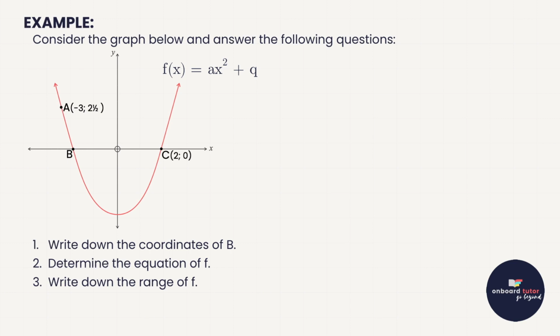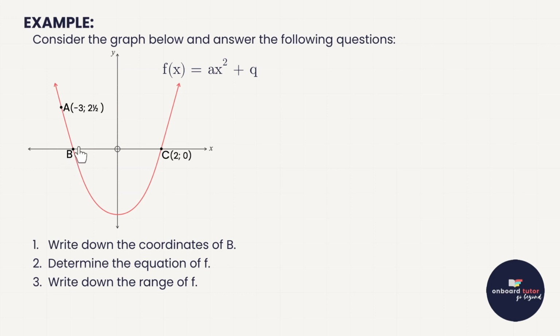The first question they say here is write down the coordinates of B. So what we need to do is go and look at this graph that they've given us, identify B, and then ask ourselves, what is happening at this point? Is it an x-intercept? Is it a y-intercept? Or is it perhaps a turning point?